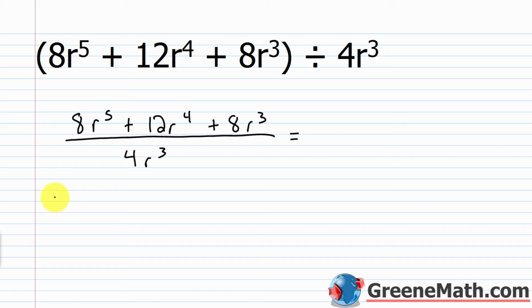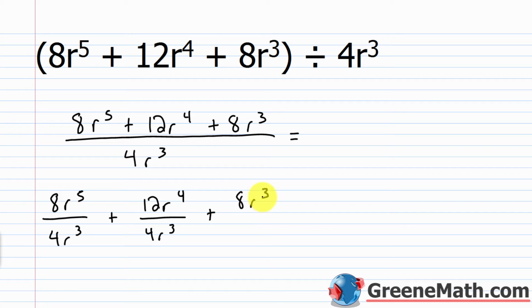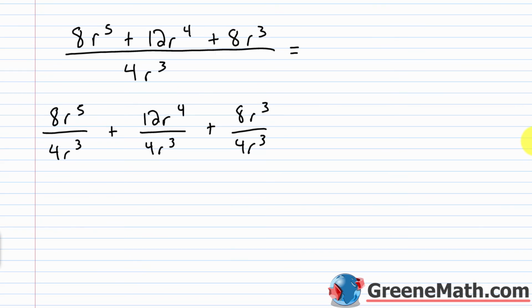So I'm going to say this is 8r to the 5th power over 4r cubed plus 12r to the 4th power over 4r cubed plus 8r cubed over 4r cubed. And then once I have it in this format, it's very easy to go through and simplify each part. So let's take a look at that.